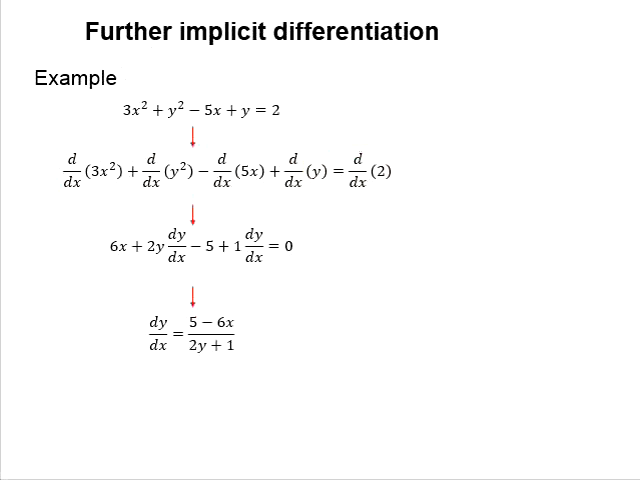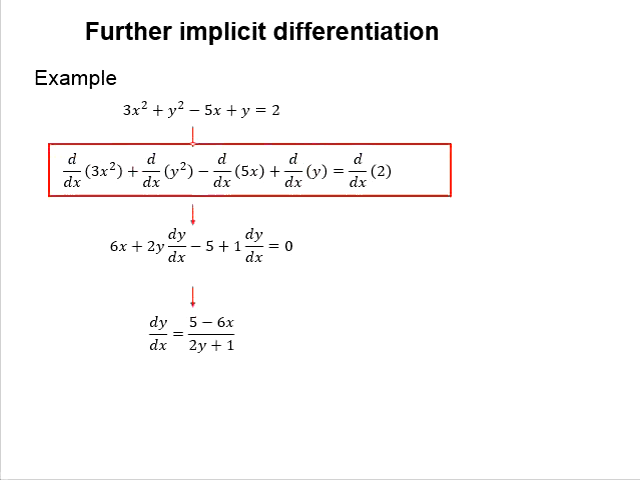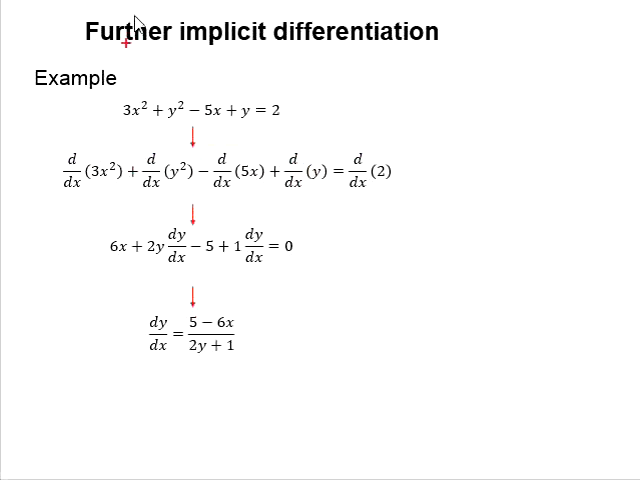For differentiation of functions of x, it will be d/dx. Differentiating the first term will give you 6x. The second term will give you this, and incorporate dy/dx. Differentiating the third term will give you -5, and differentiating y you will get dy/dx. The 2 here is a constant. Differentiated with respect to x, you will get 0.